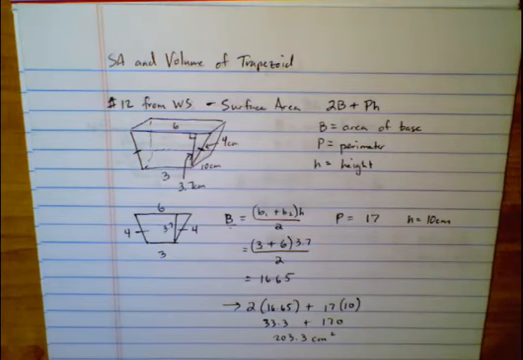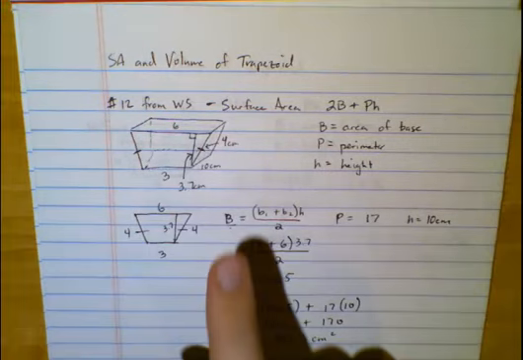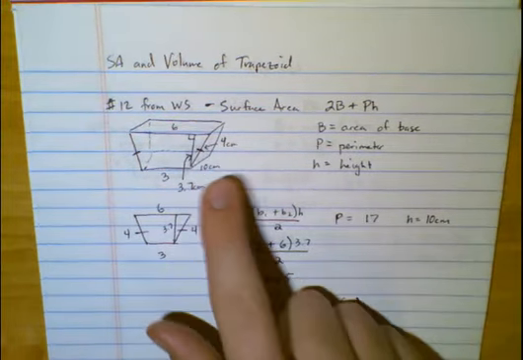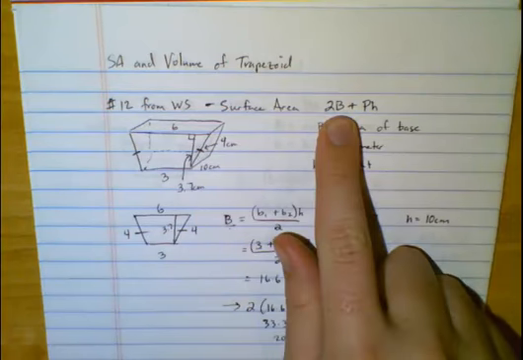Okay, surface area and volume of a trapezoid, two problems here. One being surface area, the other one being the volume formula for a trapezoid. This is from number 12 on the worksheet that we have here. Today we talked about surface area being 2B plus P times H.